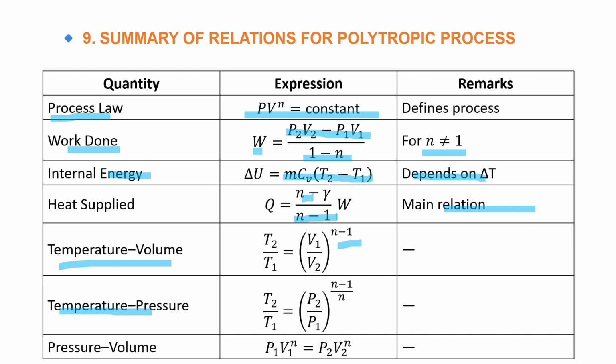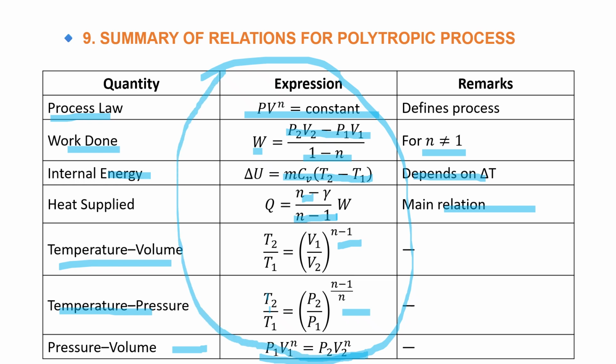The relationship between temperature and pressure is T2/T1 equals (P2/P1)^((n-1)/n). And the relationship between P and V is P1V1^n equals P2V2^n. So these are all formulas which you have to either remember or derive. It is better you understand the procedure to derive the formula, so you can easily derive it and there is no need to remember it. But these formulas are very important to solve numericals for basic mechanical engineering.